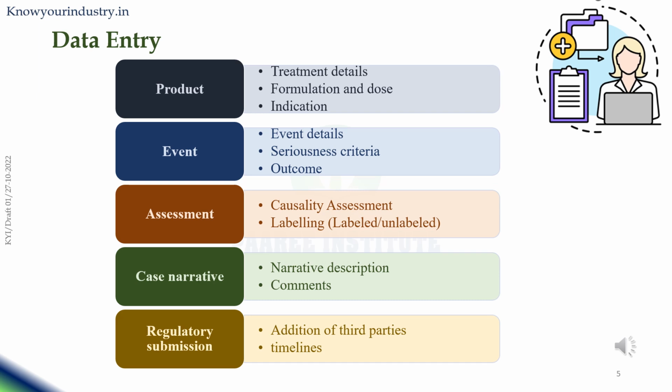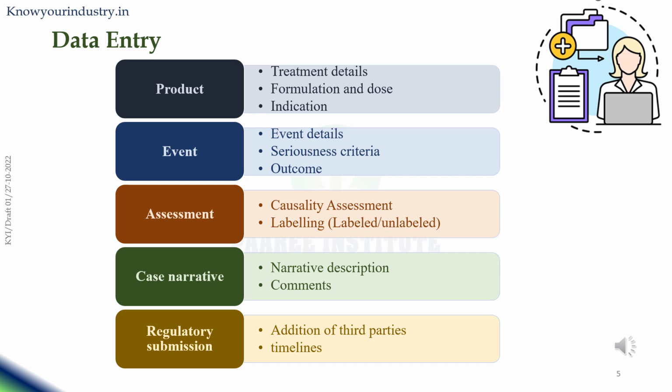After completing the entry of product details, event details will be entered. In the Events tab, all the reported events will be entered using the MedDRA dictionary. Event details include the start date and end date for the event. Event onset date will be calculated based on the treatment start date and the event start date. Seriousness criteria for each event will be selected as reported in the source document. Event outcome will be selected as reported.